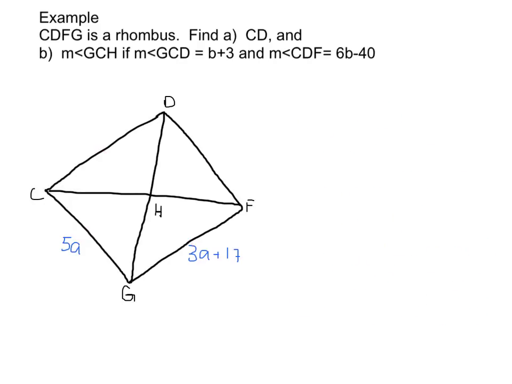Okay, now looking at part B, we want to find angle measurements now. So we are told that GCD is equal to B plus 3. So this entire angle is B plus 3. And the measurement of CDF, this angle up here, the top angle, is 6B minus 40. And what we want to find is the measurement of GCH. So we just want to find this smaller angle.